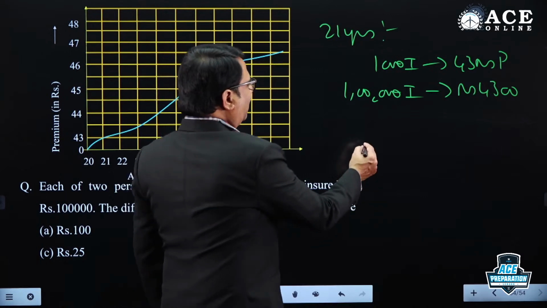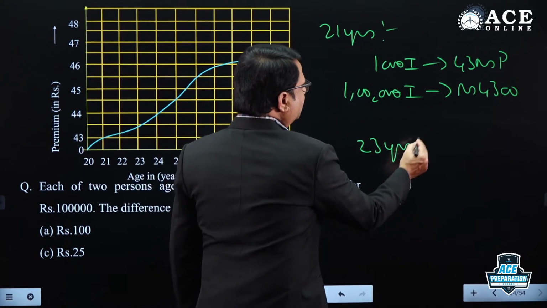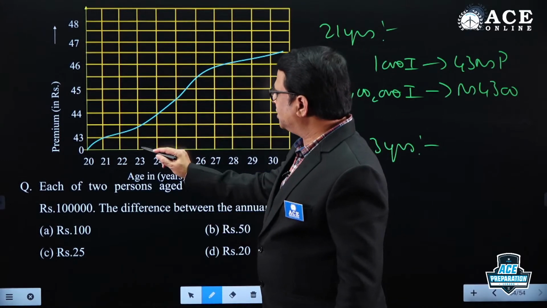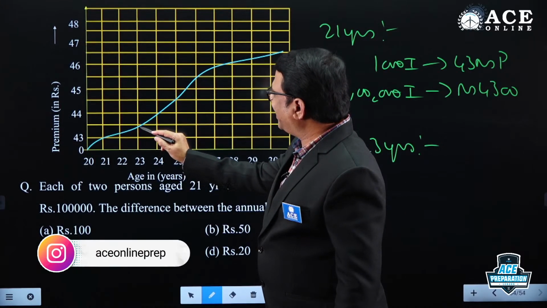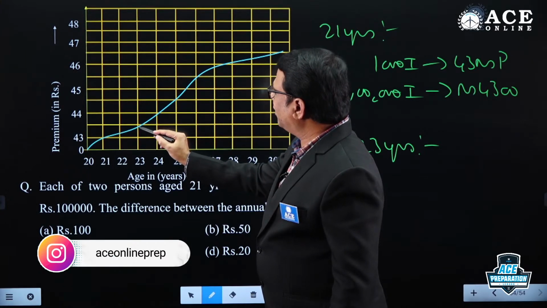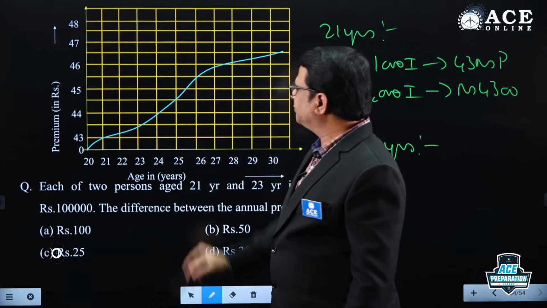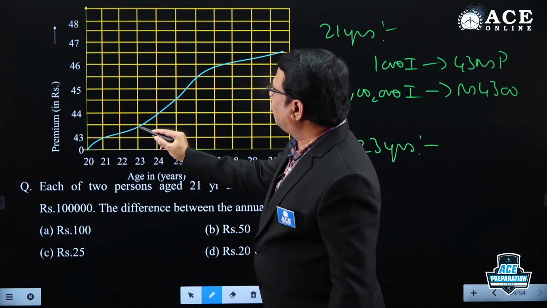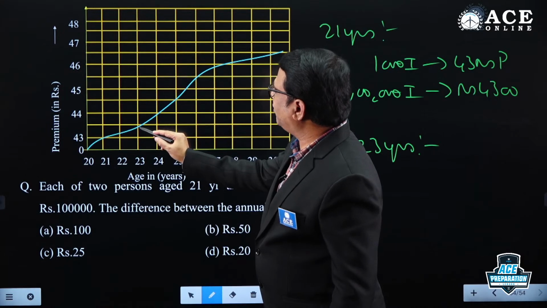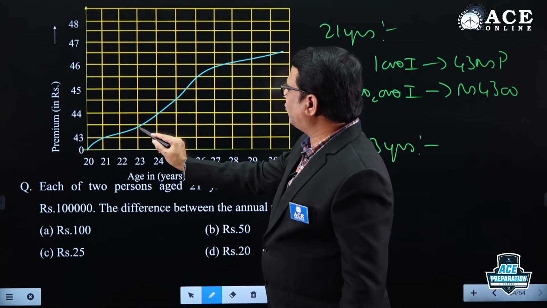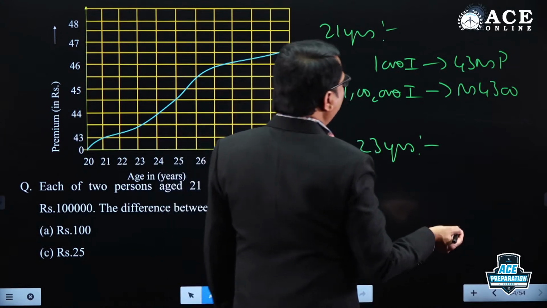Okay. Now I will calculate for the 23-year-old person. What premium is a 23-year-old paying here? See, for 23, it is slightly less than 43.5. Let me take 43.8. No, this is 43.5. I'm sorry, 43.4. I'll take 43.4. This line is 43.5, so it is here. So I take 43.4, approximation 43.4.